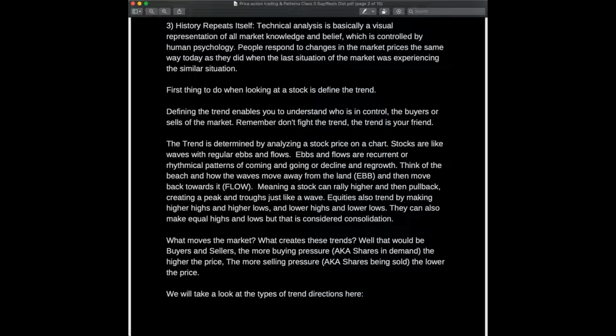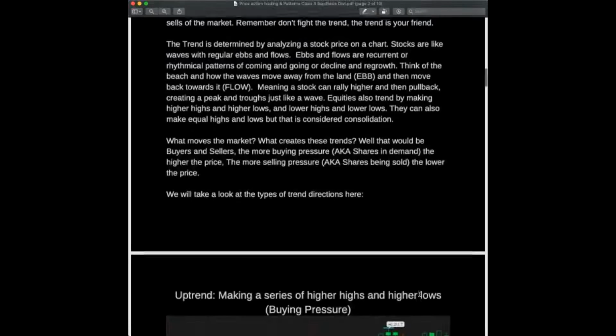Same as in the demand. If there's a lot of buying pressure, if there's a lot of demand, prices are going to increase, and they're going to continue to increase until that demand fizzles down. So we take a look at the types of trend directions here.